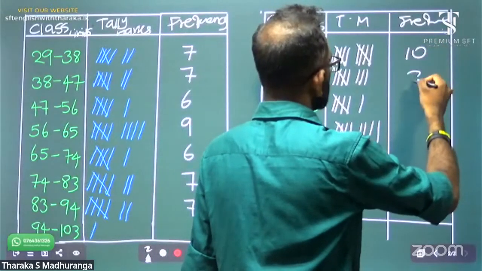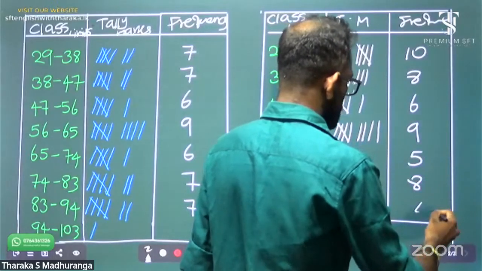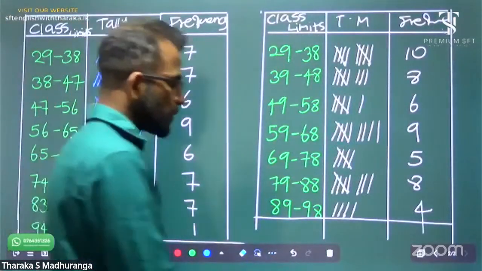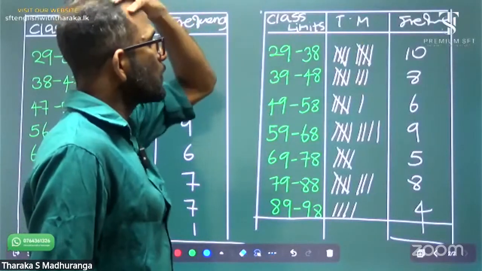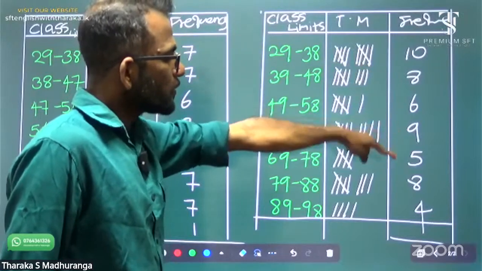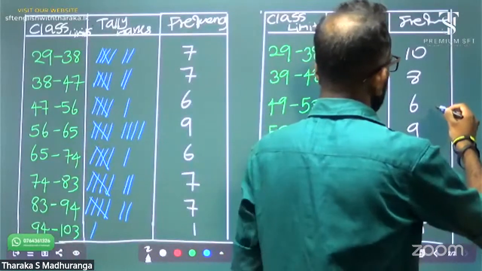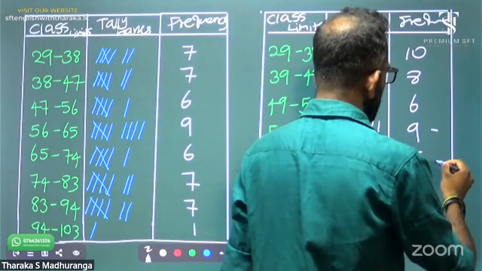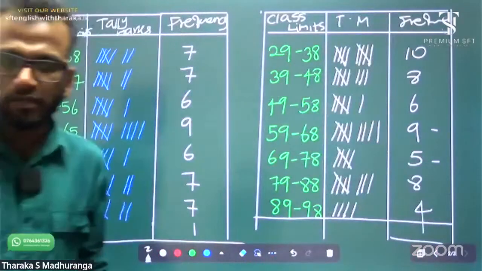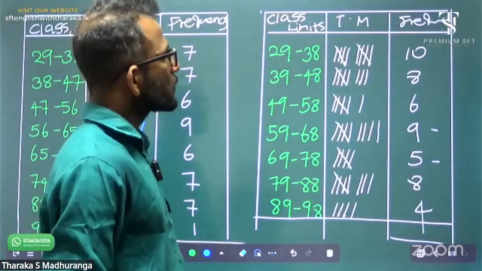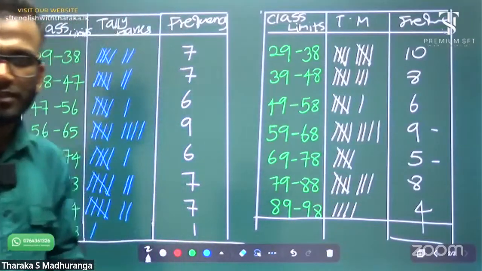Ten, 8, 6, 9, 5, 8, 4. Okay, please add and check your frequencies: 10, 18, 24, 33, 33 plus 9, 33 plus 5, 38, 38 plus 12, 50, correct. Yes, very good. Okay, others, I got the same answers.